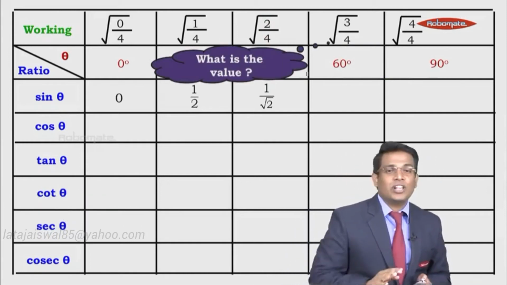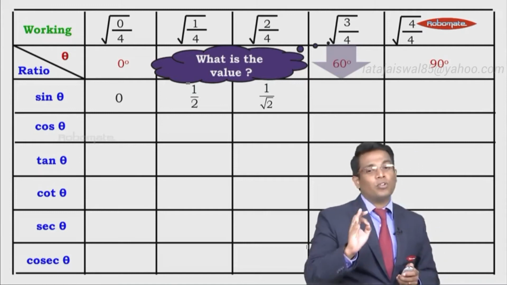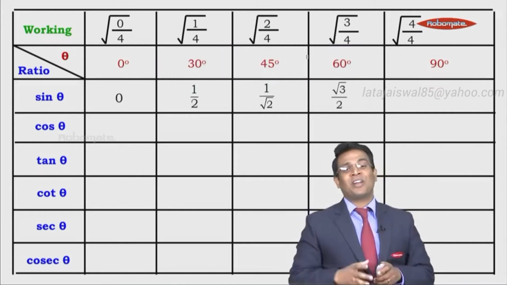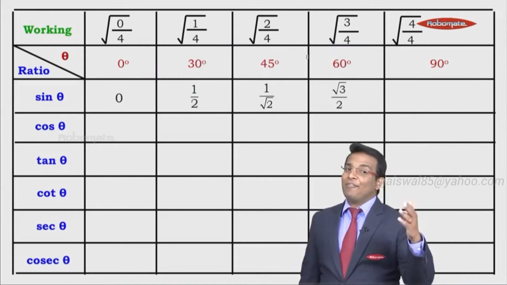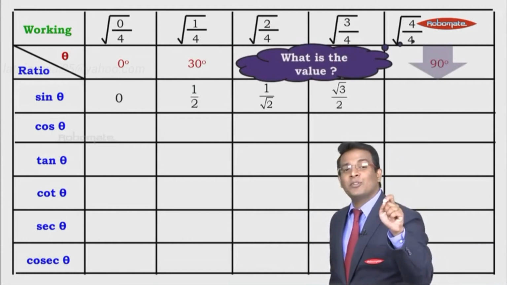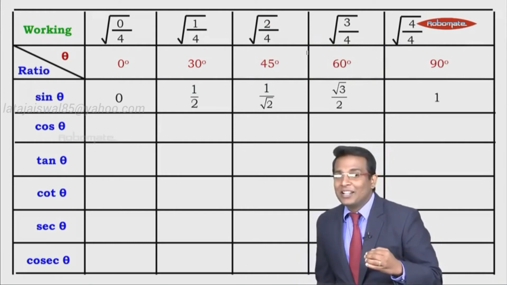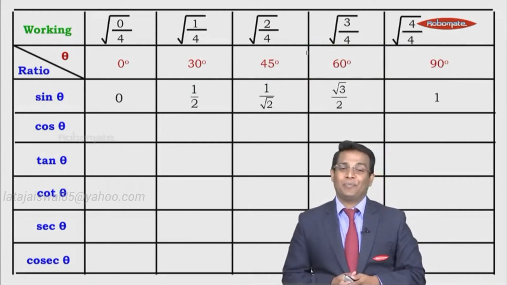Similarly here, the value would be root of 3 is root 3, root of 4 is nothing but 2, so we have the value as root 3 upon 2. And for the last, it's so easy, root of 4 upon 4 is nothing but 1, that means root of 1 is 1. So we got the first line created. Did we memorize anything? No, it's so simple to create.